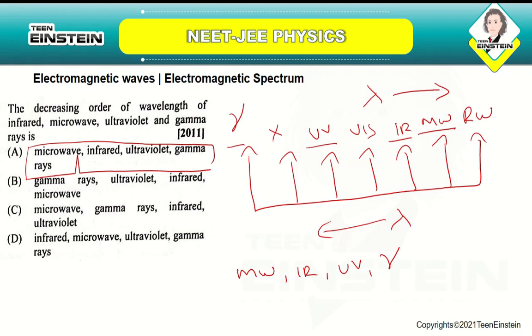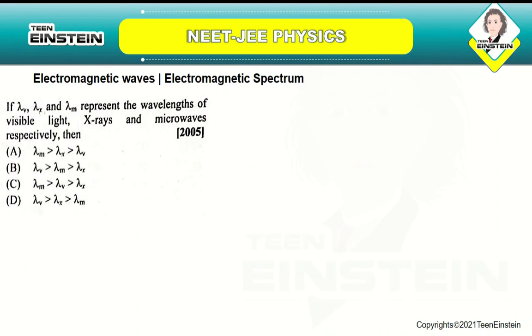It is a very simple question. If you remember this, you can easily solve all these kinds of questions. The electromagnetic spectrum starts with gamma and ends at radio waves, and as you go from gamma to radio waves, the wavelength of the electromagnetic spectrum increases. Let us now move on to the next question.